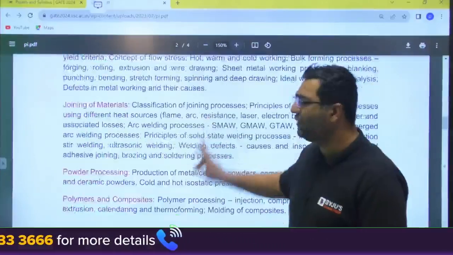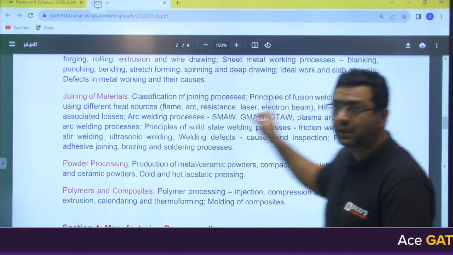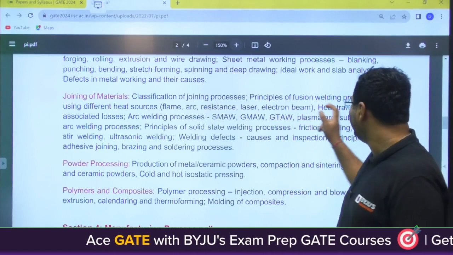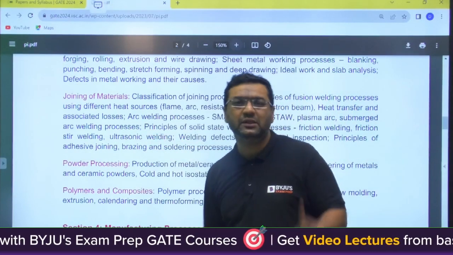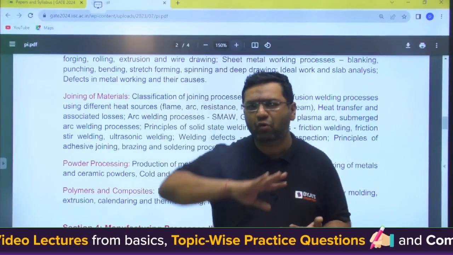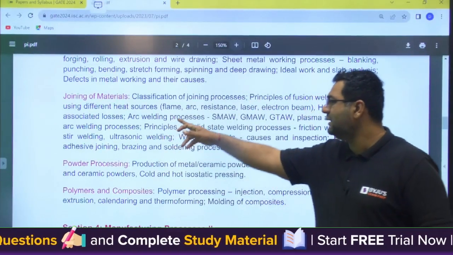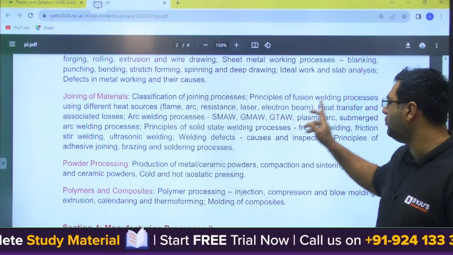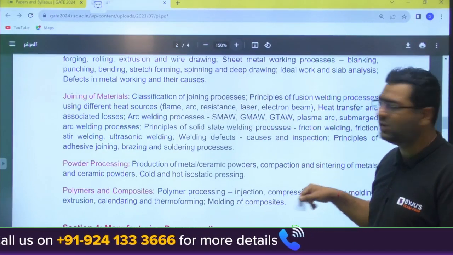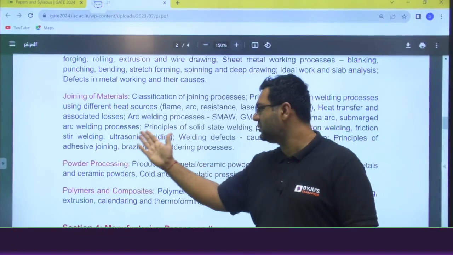Moving to joining, that is, welding we are talking about. Classification of joining processes, principle of fusion welding processes, using different heat sources: flame, arc, resistance, laser, electron beam. Then heat transfer and associated losses. If you remember, in welding I generally teach you the heat transfer equations. They are not important for mechanical, but they can come in the P&I paper. Then you can see the arc welding processes: SMAW, GMAW, GTAW, meaning gas tungsten arc welding, gas metal arc welding, shielded metal arc welding; they are the same only. Plasma arc, submerged arc welding process.